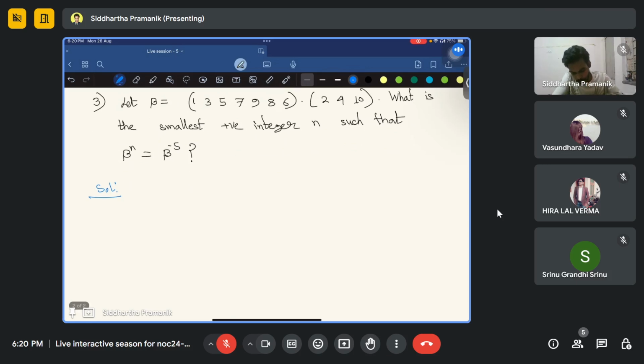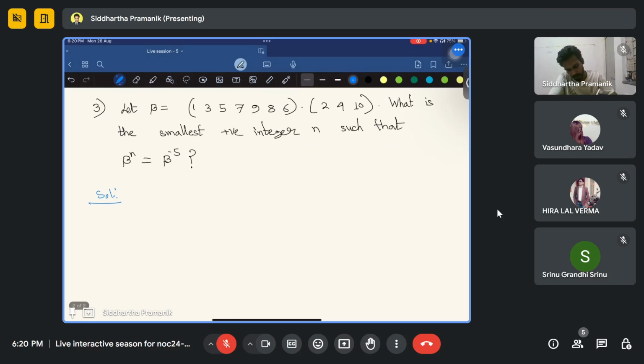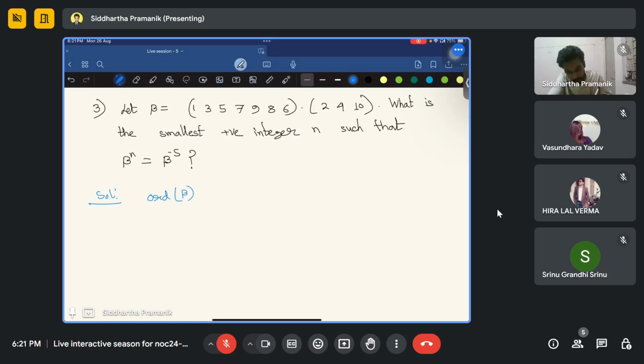Okay, so let's find the order of beta first. See that beta is a product of two cycles, and both cycles are disjoint, right? So it is in disjoint cycle form, so we can easily calculate the order of beta. So what is the order of beta? Anyone?